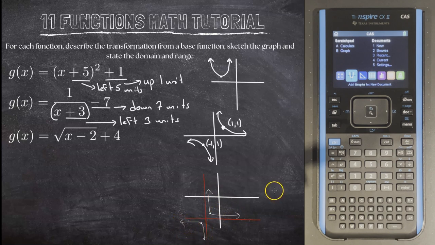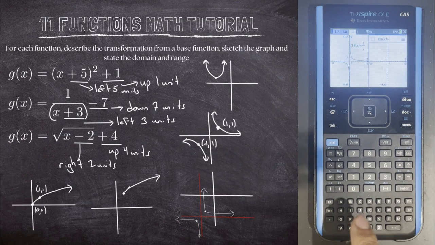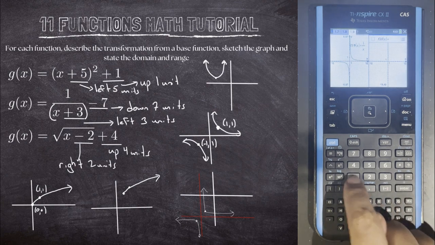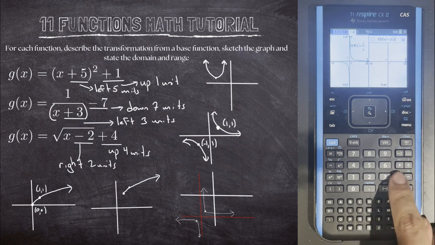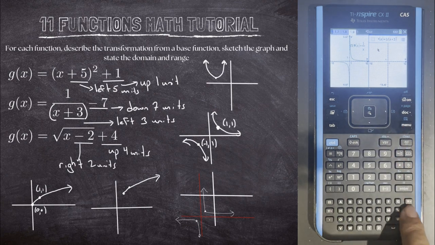And now we can check that on our calculator. All right, so there's our inverse function, parent function 1 over x, and our new one is going to be 1 divided by (x plus 3), minus 7. There it is. Looks good to me.